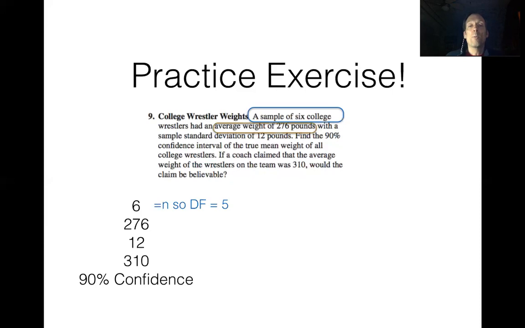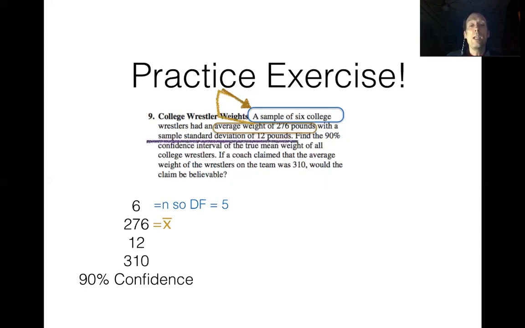The next number was 276. And 276 is the average weight. So at this point, it could be X bar, it could be mu. If I notice it's connected to the sample size of 6, that lets me know 276 is going to be my X bar.